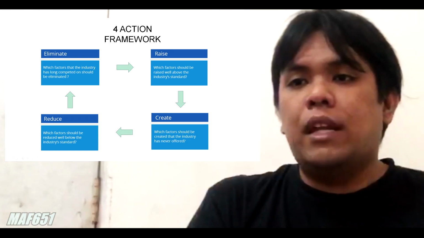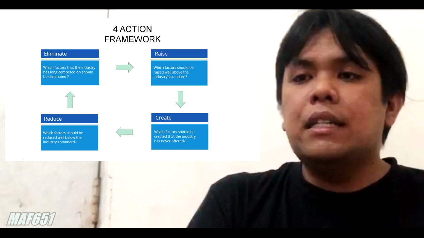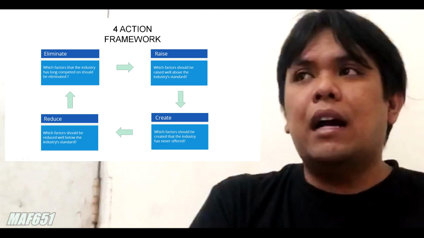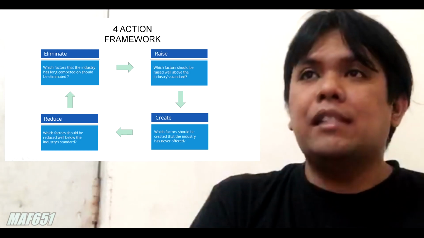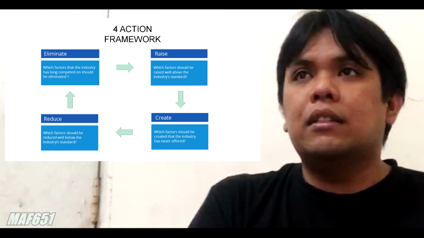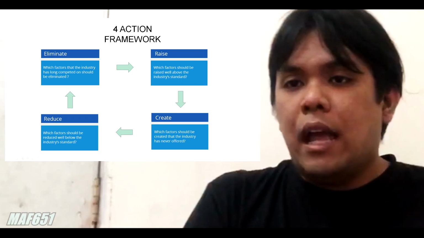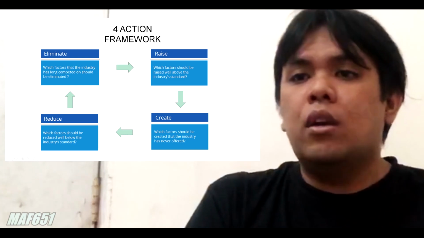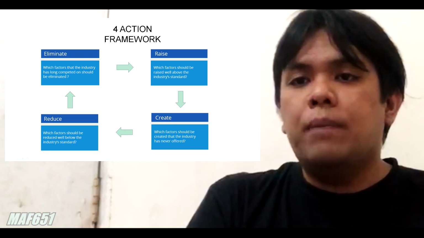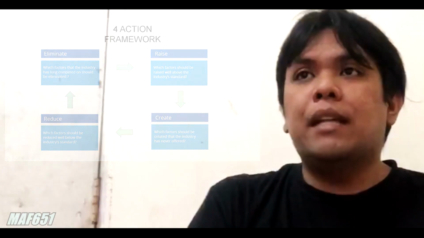So next is to create. Which factors should be created that the industry has never offered? These are the attributes that are never offered in the market but have the potential to be well demanded in the market. So suppliers should focus on this. And the last one is to reduce. Which factors should be reduced well below the industry standard? These are the attributes that are still relevant in the market but are not well demanded, so they can reduce these in order for them to raise the other attributes.